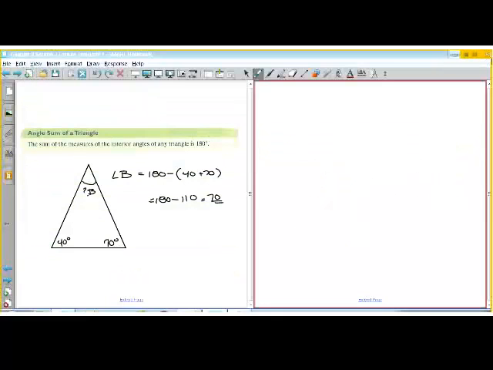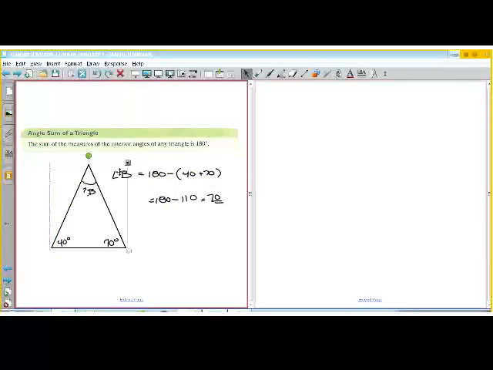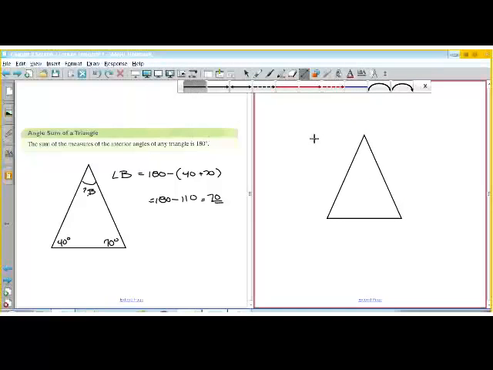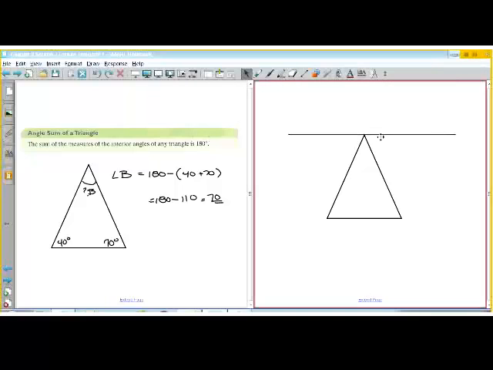I think you can prove this. I haven't thought about this before, but I think you can prove it. Let me just take this triangle here and see if I can prove this or not. In this case, I don't have parallel lines and a transversal, but if I put in a transversal that is parallel to the bottom side, let's see if we can figure this out. What we know is this angle is 40 degrees, and this one is 70 degrees.